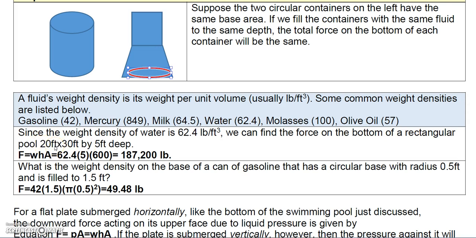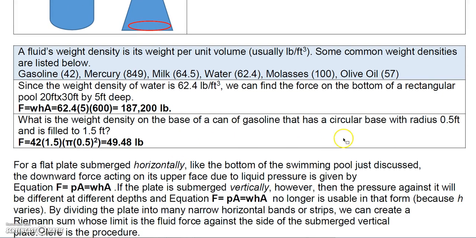So in other words, the force of the water, if we have a rectangular pool that's 20 feet by 30 feet and 5 foot deep, then we simply take the area, which is 600, multiply it by the depth, which is 5, and then multiply it by the weight density of water, which is 62.4, and that gives us a force of 187,200 pounds.